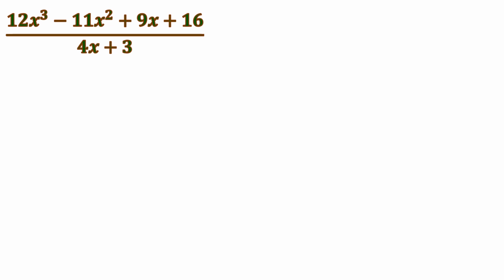So let's have another example. So we have this 12x cubed minus 11x squared plus 9x plus 16. It will be divided by the binomial 4x plus 3. So let us divide this. So as you can see, what makes it different from the previous examples is our divisor has a numerical coefficient of x that is not 1, it's 4. So it's 4x plus 3.